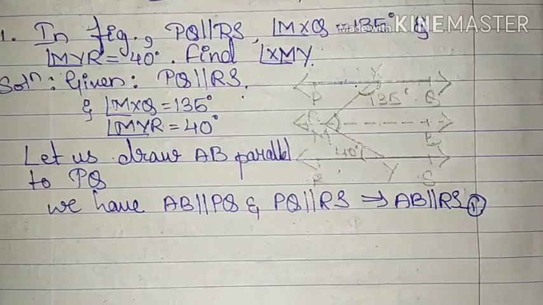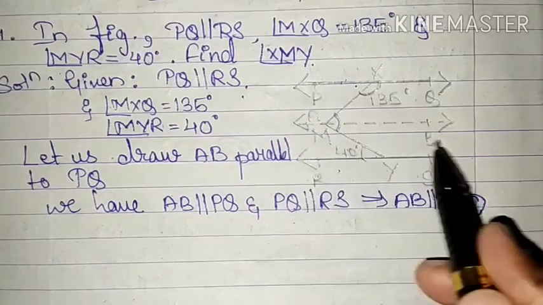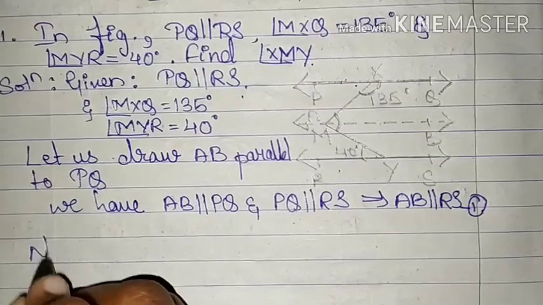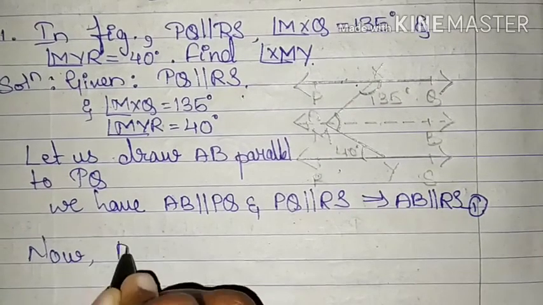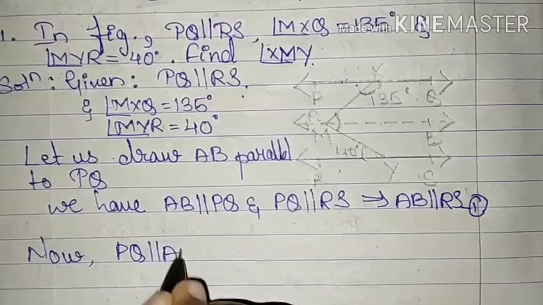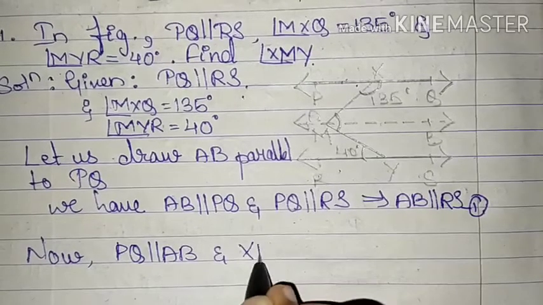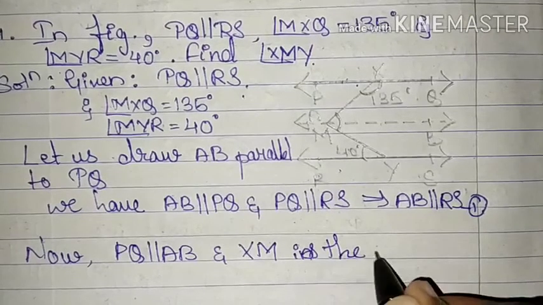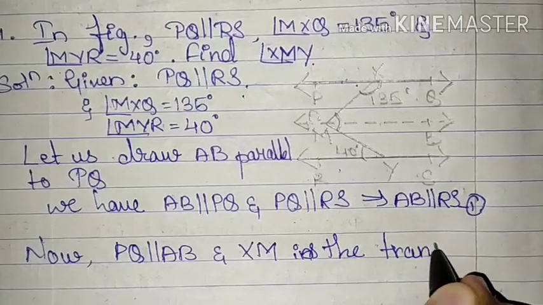So now look here, PQ parallel to AB and XM is the transversal.